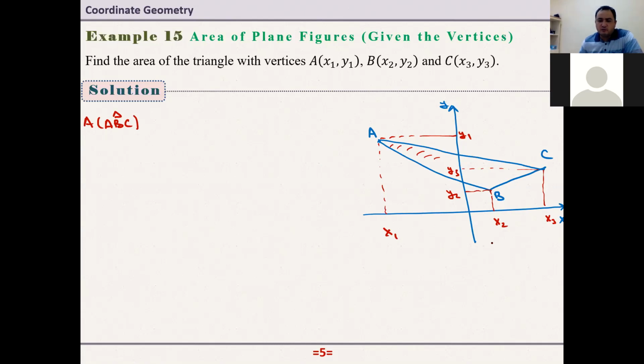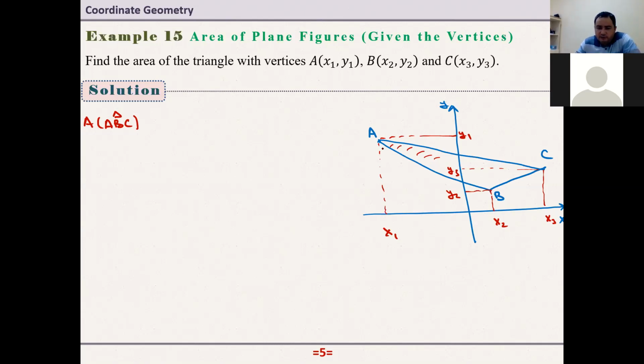Before doing this, we know the area of a trapezium. Amira, just tell me, what is the formula? How do you find the area of a trapezium? It's the sum of the two parallel sides divided by 2, and then you multiply that by the height. Yeah, that's right. The sum of the parallel sides over 2 times height. Good. I'm going to use this idea to find this area.